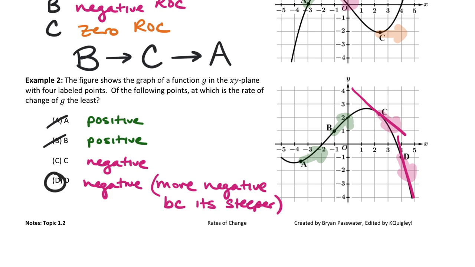So even though C and D were both negative rates of change, if you think about it having a tangent line or just a linear function coming straight off of it, D would be significantly steeper, and thus it has a smaller rate of change. So steeper means more negative. Questions, comments, concerns? Okay, so that's fine and dandy.